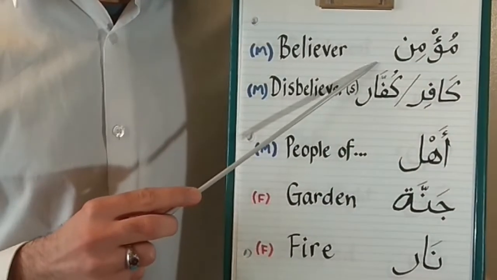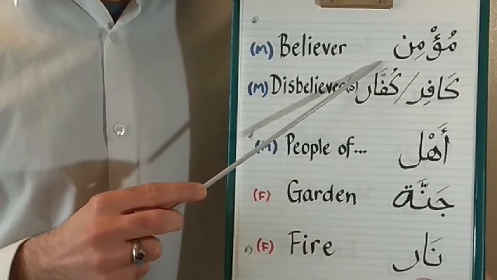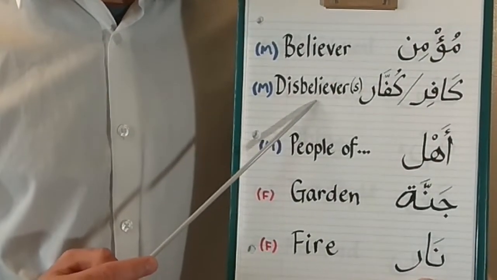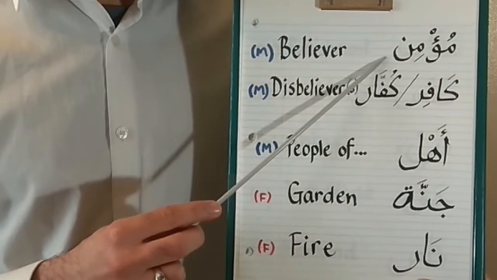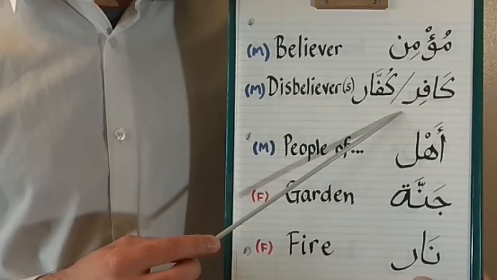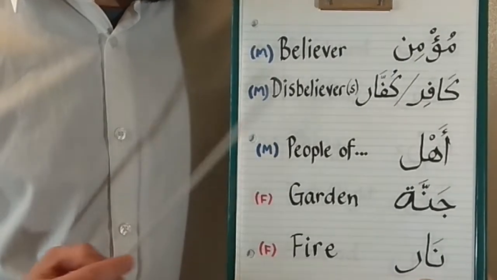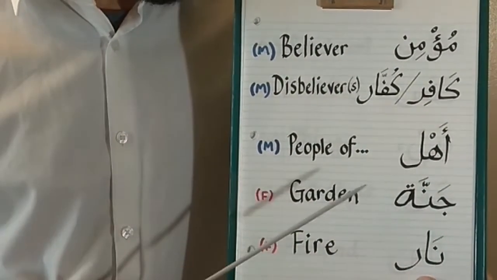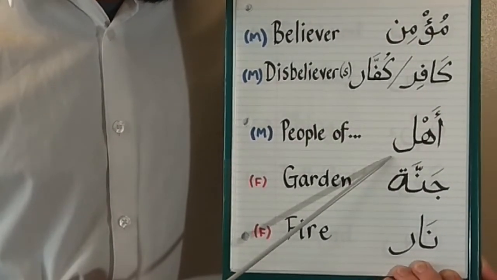So the first two are words you've probably seen in the Qur'an. Mu'min means believer, and kaafir means disbeliever. And both of these have regular plurals that you can add waw and nun to make mu'minun and kafirun. But kafir also has another plural, which is kuffar. Now both of these are masculine by default, but you can turn them into feminine form by just adding ta marbuta to the end.